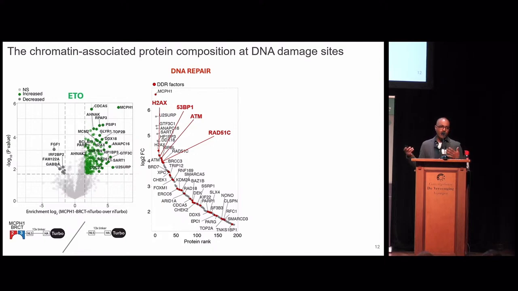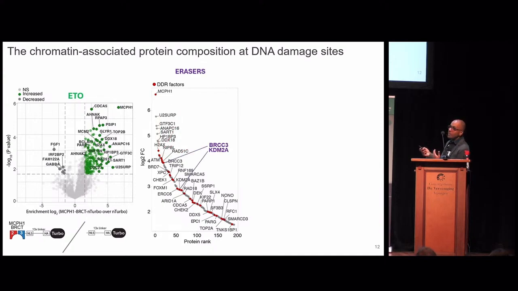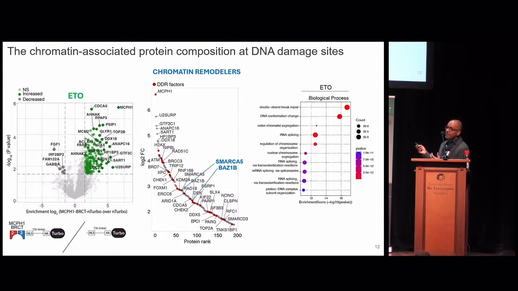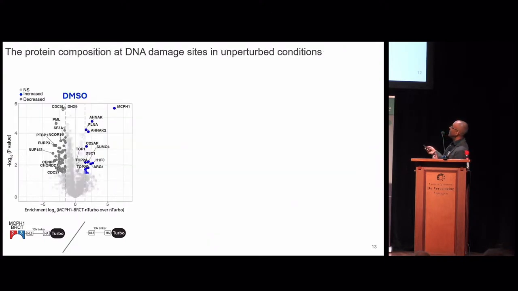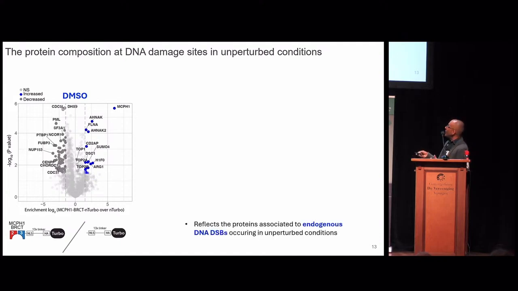I will spare you the agony of going through all these proteins here, but I just want to emphasize that we also get many other chromatin regulators, erasers, and chromatin remodelers, and these are basically the ones that we are interested in characterizing. As expected, DNA double-strand break proteins are significantly enriched in our data set. When we treat the cells with DMSO, as expected, we only capture proteins that mostly reflect the basal double-strand breaks that are endogenous, coming from regular processes in the cell.